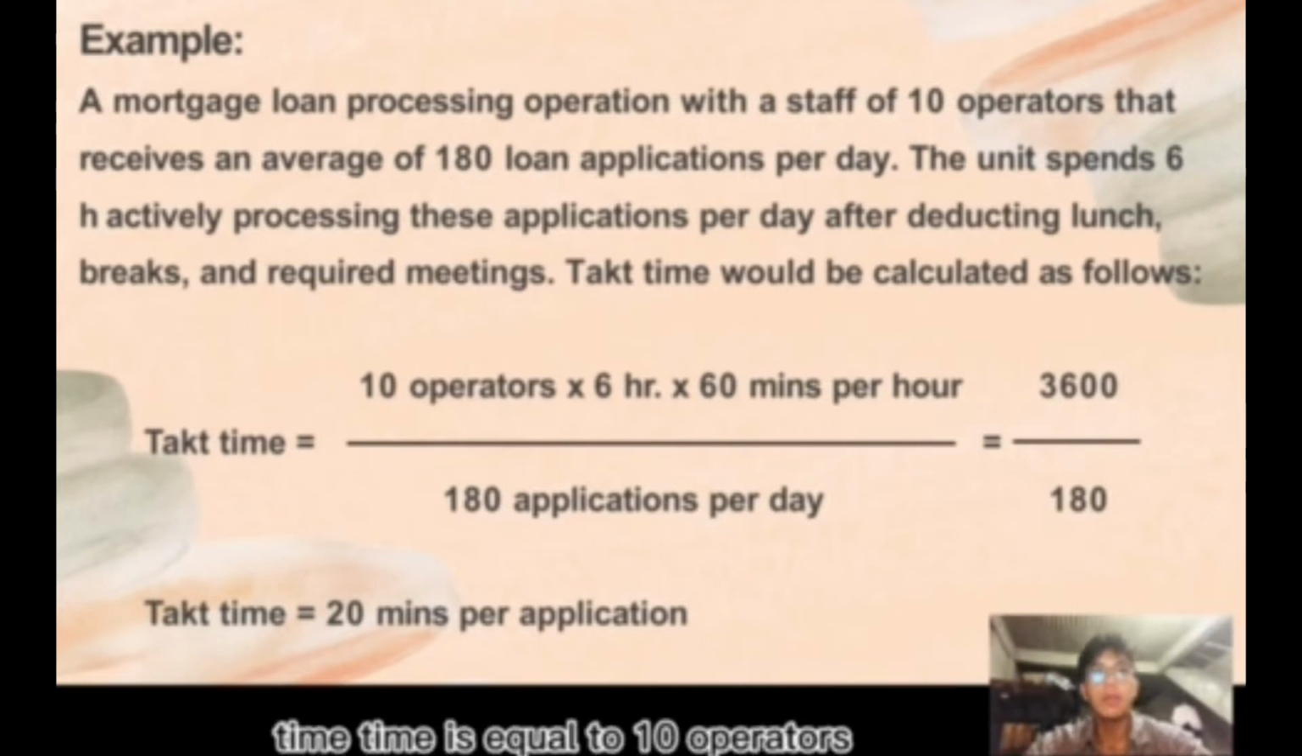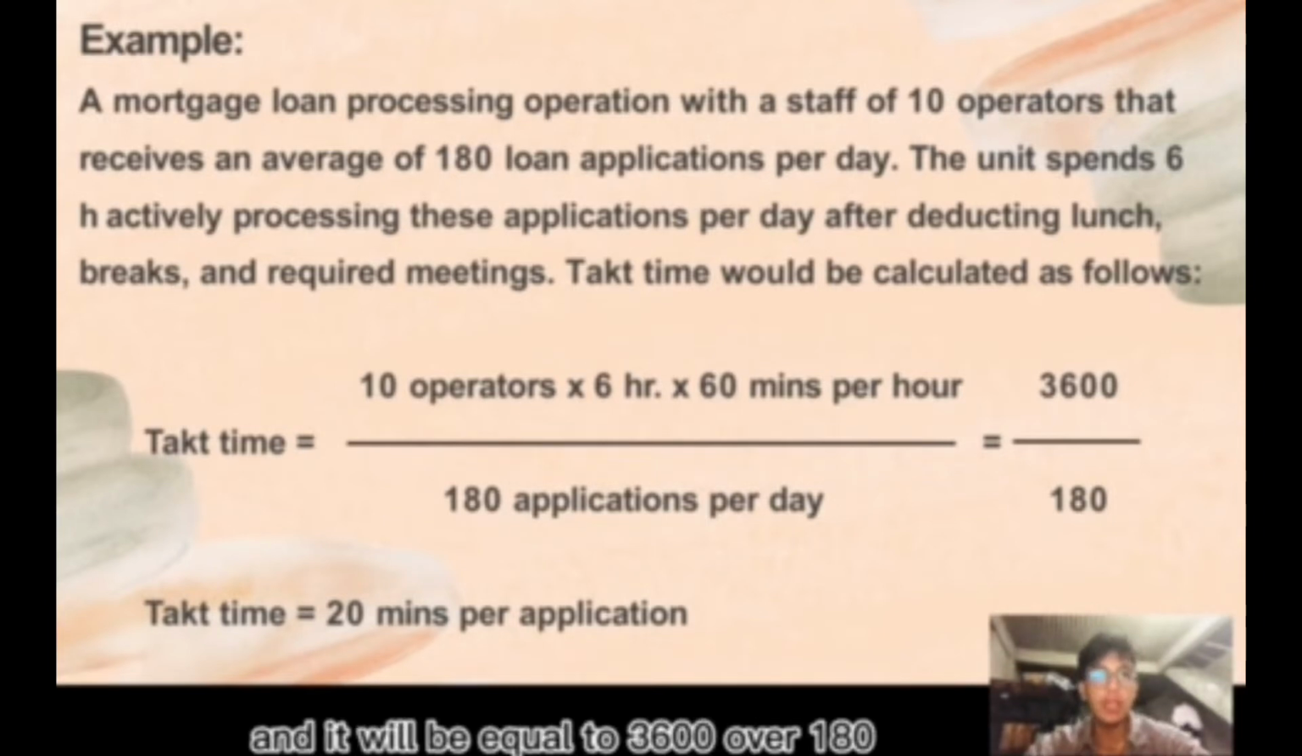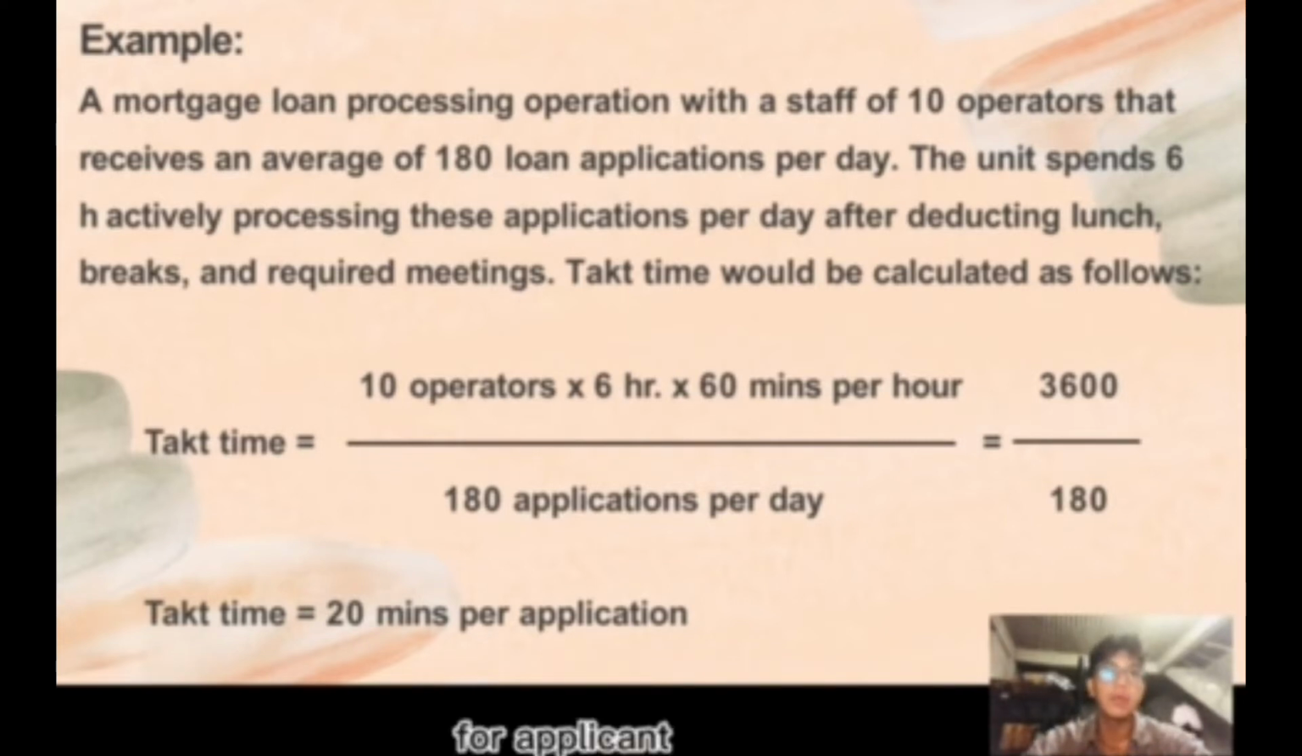Takt time is equal to 10 operators multiplied by 6 hours multiplied by 60 minutes per hour to get a total production time per period, divided by 180 applicants per day, which represents the customer demand per period. It will be equal to 3,600 over 180, and then let's simplify it to get the takt time. The answer is 20 minutes per applicant.